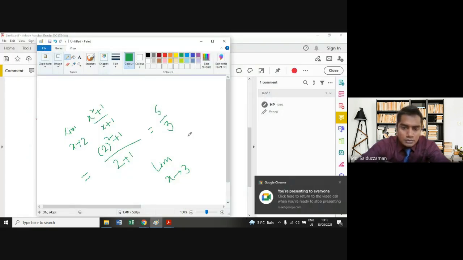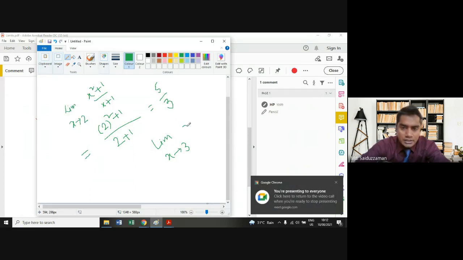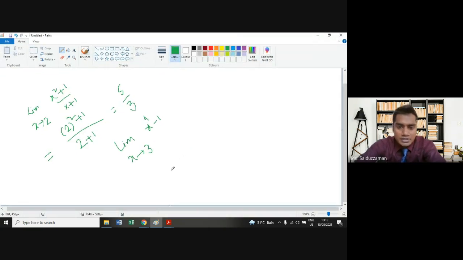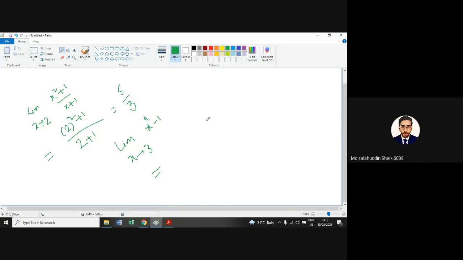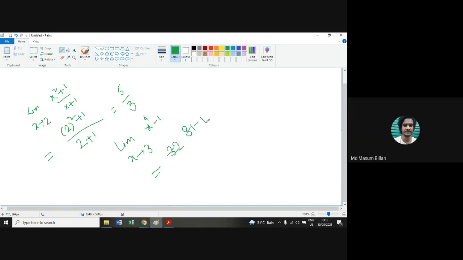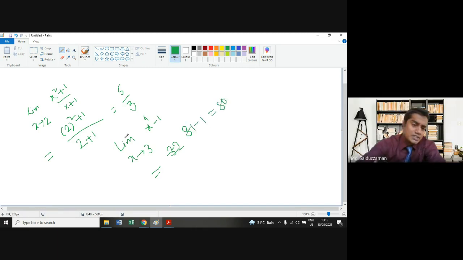Suppose limit x tends to 3, x to the power 4 minus 1. So can you tell me what will be the answer? 3 to the power 4 minus 1. 3 to the power 4 means what? 81. Yes, sir. 81 minus 1 is 80, that is the answer.